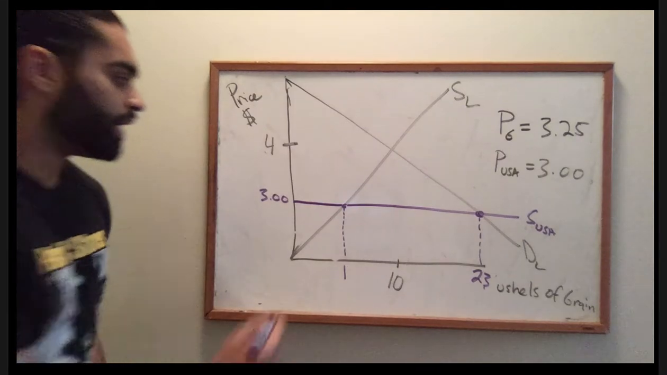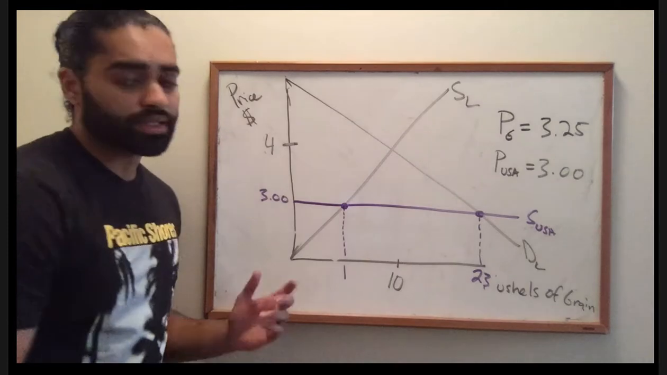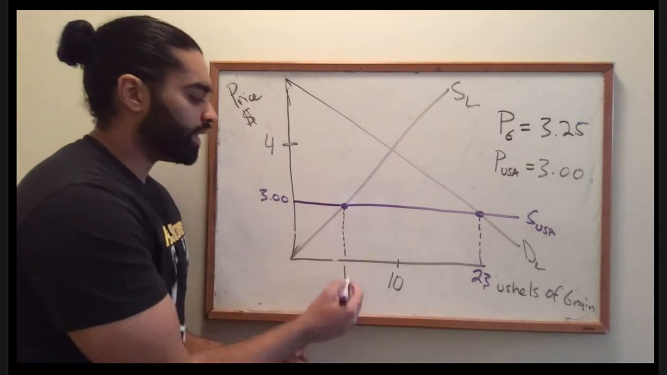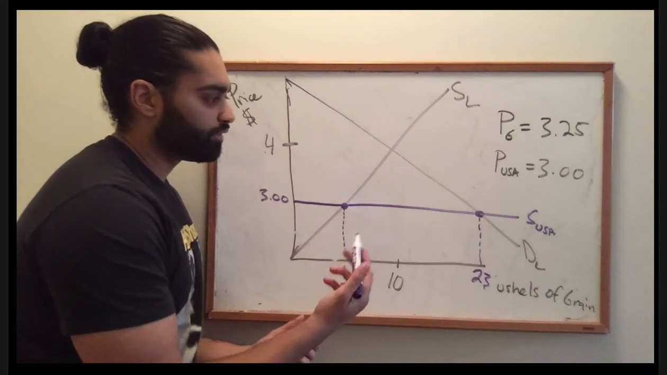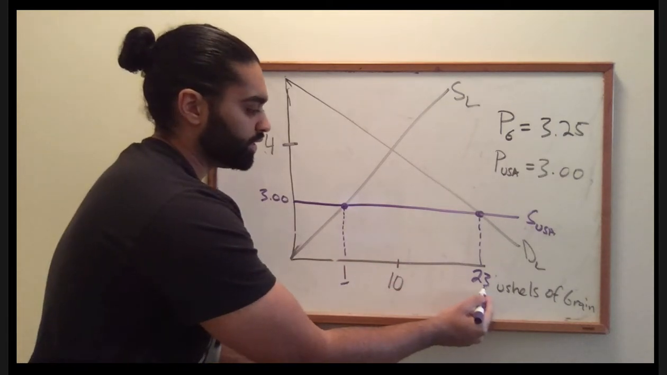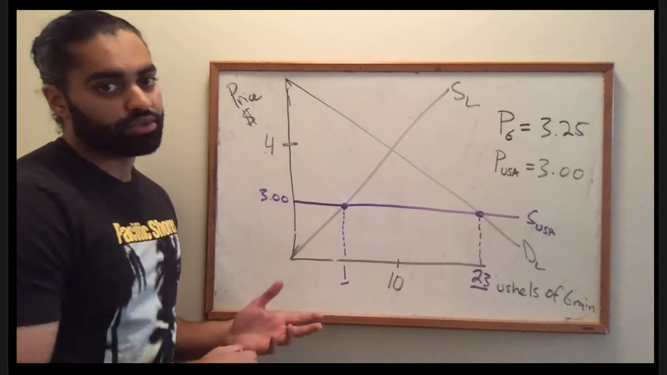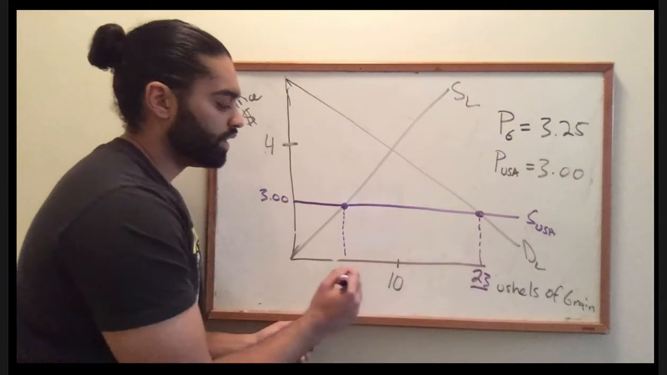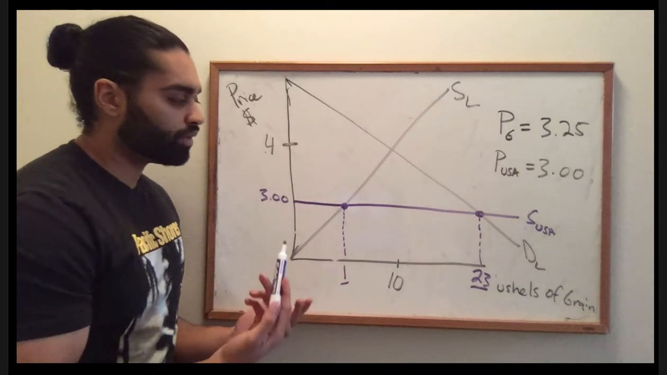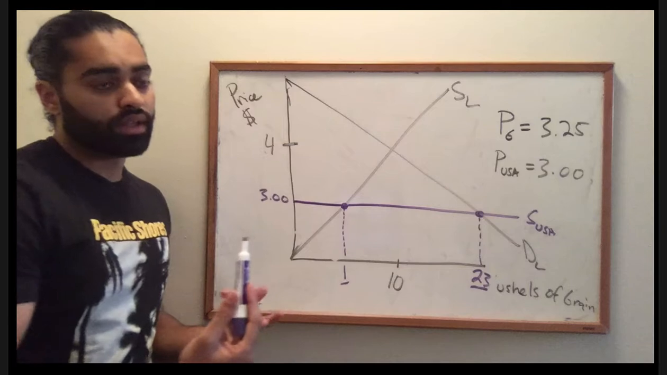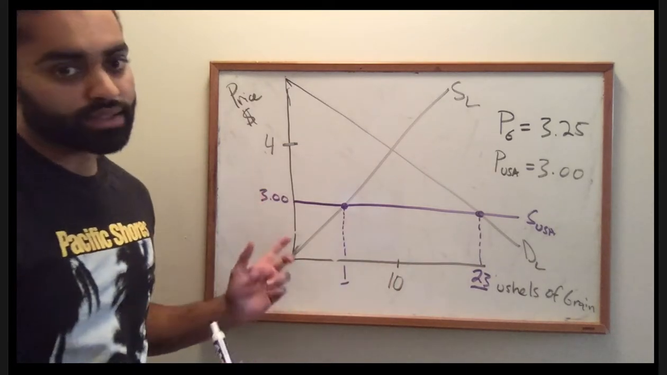So this point right here is indicating the quantity supplied by Luxembourg. They only supply 1 unit. Now, the demand in Luxembourg for bushels of grain is 23. So the difference between these two is how much you import. So the difference between 23 and 1 is 22 units. So Luxembourg imports 22 bushels of grain at this specific price.